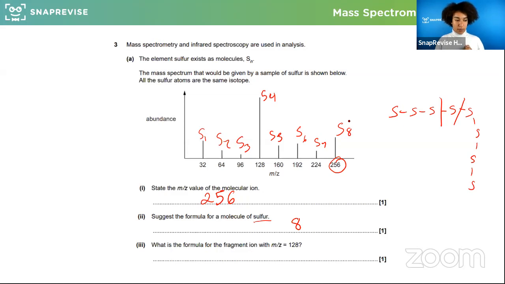Yeah, so you're literally counting the peaks. Sorry, I didn't realize people were asking, can you do 256 divided by 32.1? Yeah, technically, you should be able to, because that would give you 8 anyway. So either way is fine. You can count the peaks, or you can assume that the first one is just one single sulfur and divide the molecular ion by that. Either method is all good with me.